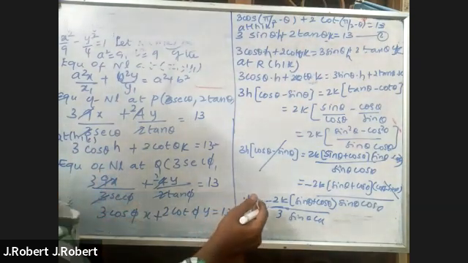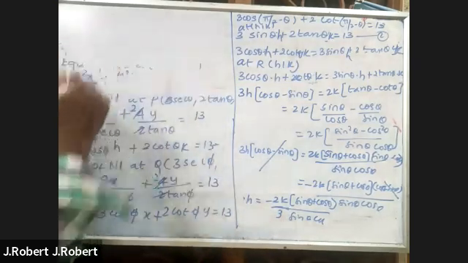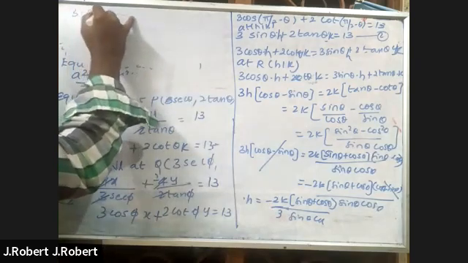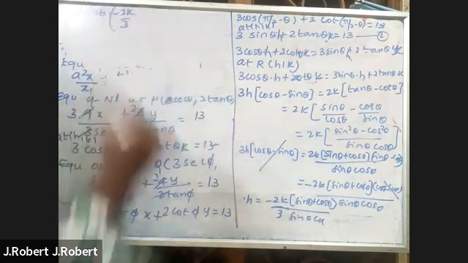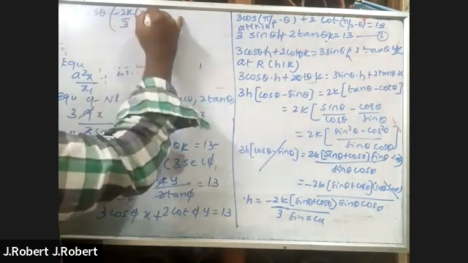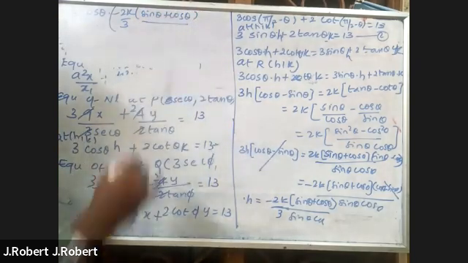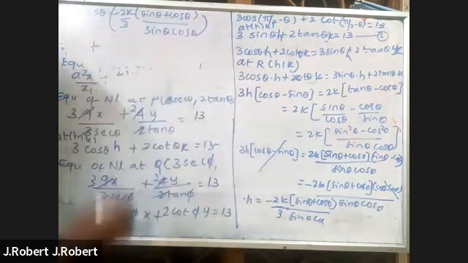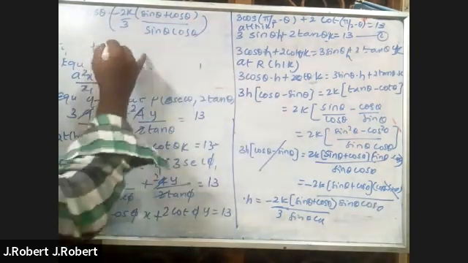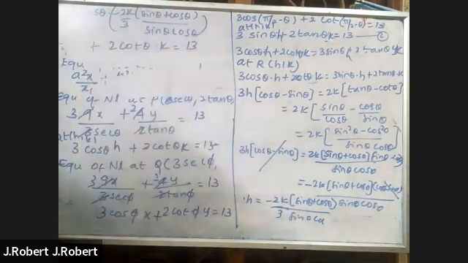We can write this as 3h. The h value we'll get is 3 cos theta into h. What is the h value? Minus 2k by 3 into (sin theta plus cos theta) divided by sin theta cos theta. This is called the h value. Plus the next one, 2 cot theta into k. Our aim is to find out the k value.